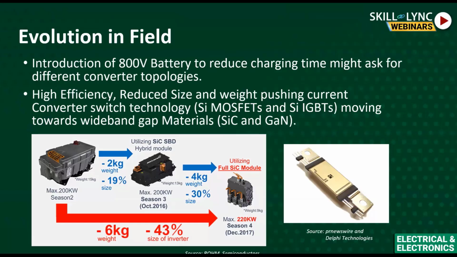The other thing is that so far the battery voltage has been very low. Even if the battery voltage is higher, it is limited to 400 volt as of now. But the introduction of an 800 volt battery to reduce the charging time might ask for different converter topologies. This is how the evolution is going on.